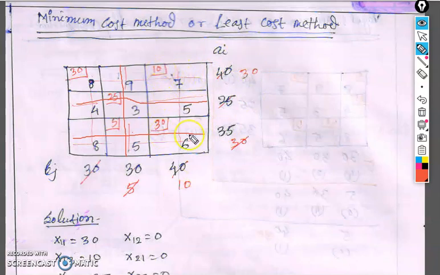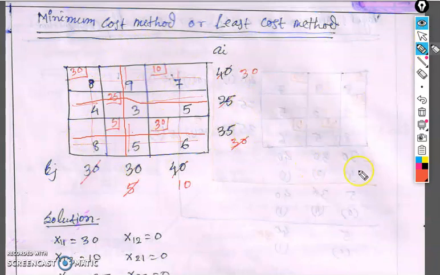The demand is 10 units for this particular destination point and the first factory supply still has 30 units remaining, so here we input 10 and the demand is fulfilled. The remaining 30 units of demand should be fulfilled by the first demand point, that is 30. Okay, so that completes our minimum cost cell method.